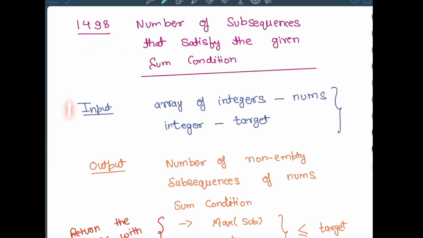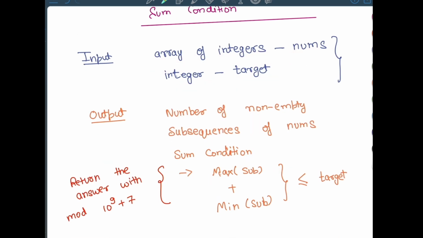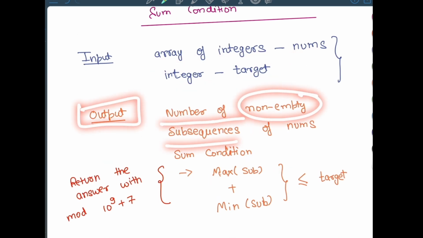Now the input given in the problem is an array of integers, and let us call it nums, and there is another integer which is target. So there are a total of two inputs, nums, an array of integers, and target, which is an integer. Now the output you need to give is the number of non-empty subsequences of nums. This nums is coming from the input.